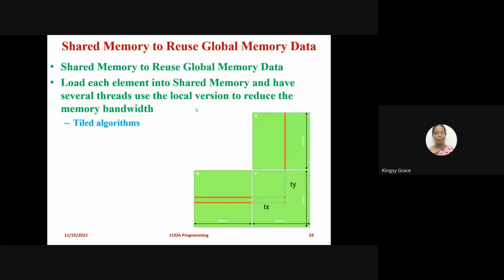So that means if you use tiled algorithms, the time consumption for matrix multiplication execution is reduced a lot. So when we are using shared memory, all the threads can access that particular memory. So automatically it reduces the memory bandwidth, and also reduces the execution time.